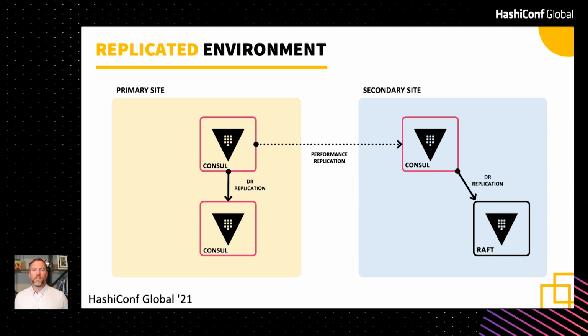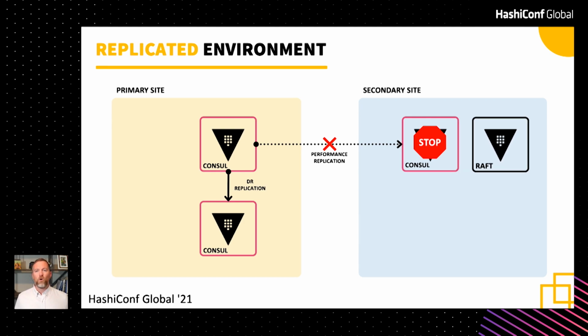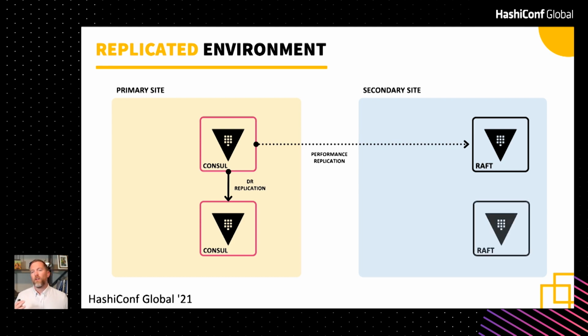Then what we're going to do is stop this cluster. We're going to stop replication. We're going to promote the Raft cluster. We're going to get rid of the old one, and we're going to enable performance replication to our new cluster. Then we're going to deploy our new DR replica in the secondary site. And now the secondary site is done.